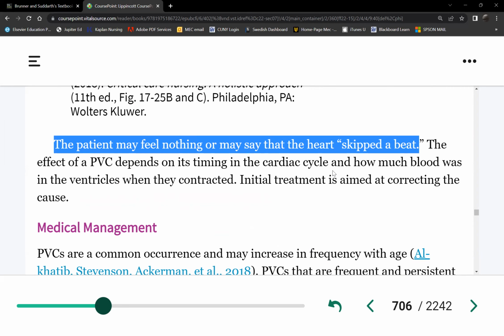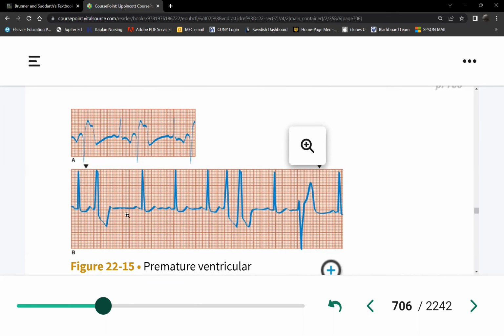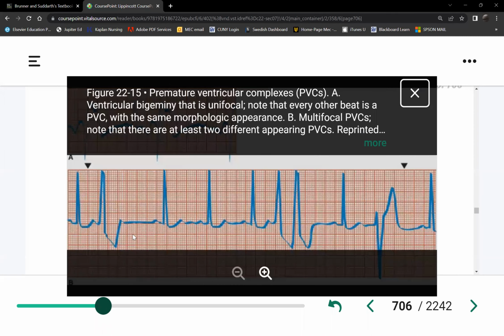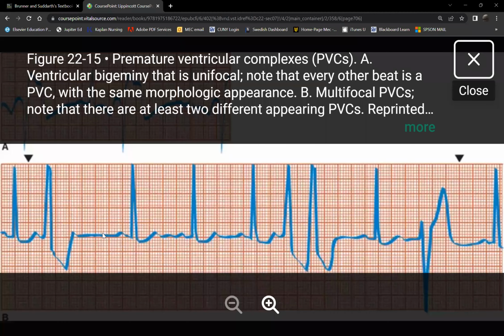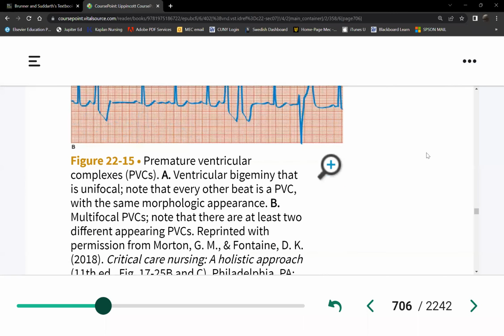They will feel just like a PAC. They'll say, oh, it feels like my heart skips a beat every few minutes. Because did it really skip a beat? Yes, it did. See the pause? Okay, so that means, did the heart kind of skip a beat? Yes, because of the pause. Okay. If anything, that's the only manifestation the patient will report.